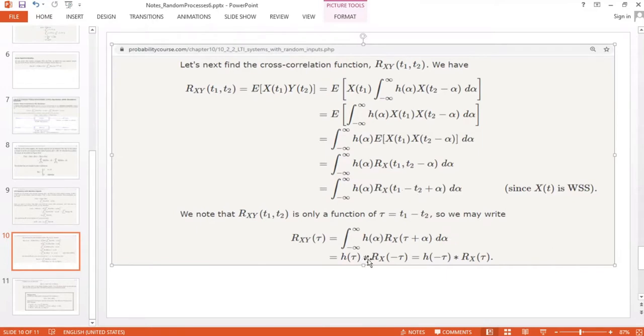Again, from here to here, we can write by using the definition of convolution. This is the convolution symbol, this is star and this is star. So if we use the convolution definition, we will get this integral. So Rxy(tau) is equal to h(tau) star Rx(minus tau), or it is equal to h(minus tau) star convolution Rx(tau).